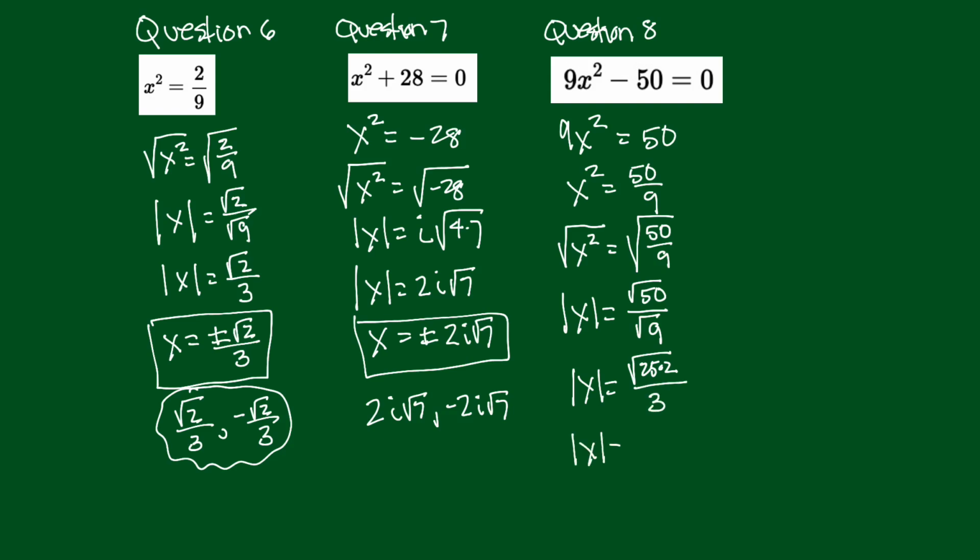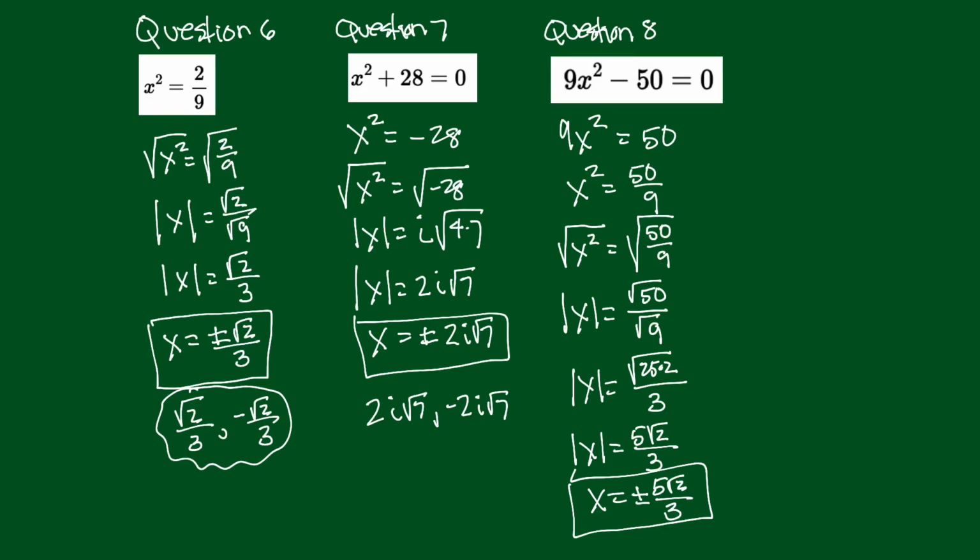Absolute value of x equals, now in the top, I've got the square root of 25 times 2. The square root of 25 I know. I'll take that out as a 5, and I'll write it like this. 5 square roots of 2 over 3. And now, when I eliminate the absolute value, this is where I get the plus or minus. So x is equal to plus or minus 5 square roots of 2 over 3.